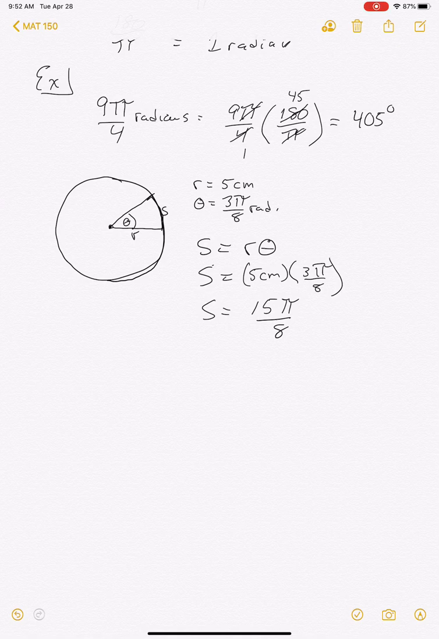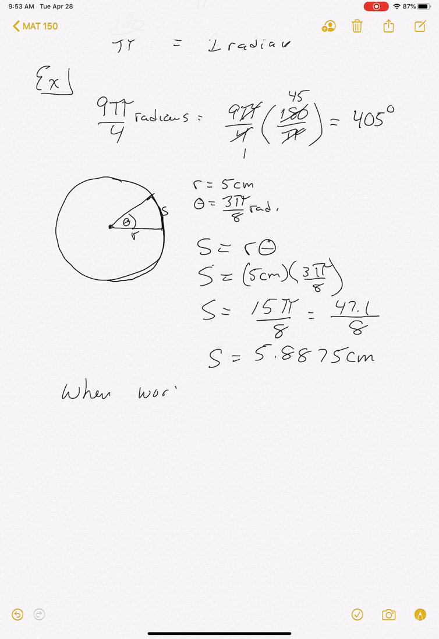If I take 15 pi, 15 times 3.14, this is going to be equal to 47.1 divided by 8. S is equal to 5.8875 centimeters.